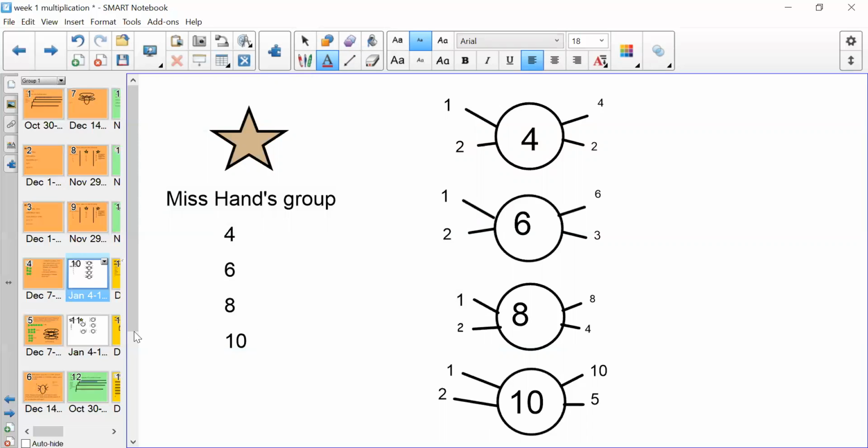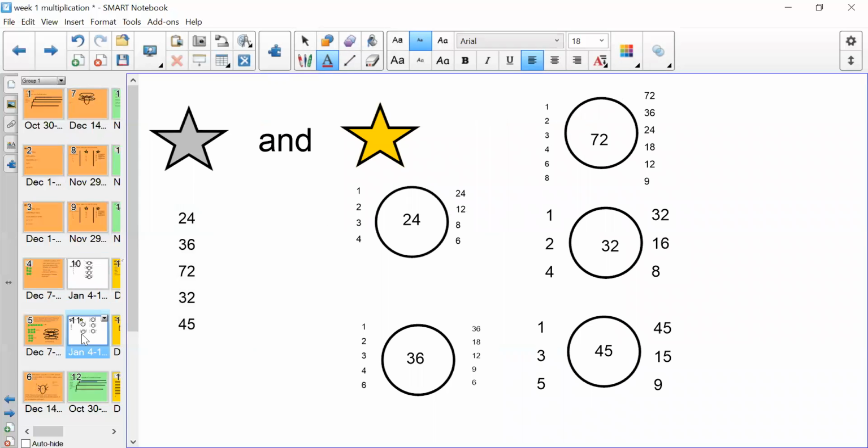Okay, and if you are in Mrs. Staple or Miss Jackson's class and you did the silver or gold, these are the answers for those numbers. If you have done the challenge and you have thought of your own number, you can either send me an email and I can mark the work for you, or you can ask an adult at home to check.